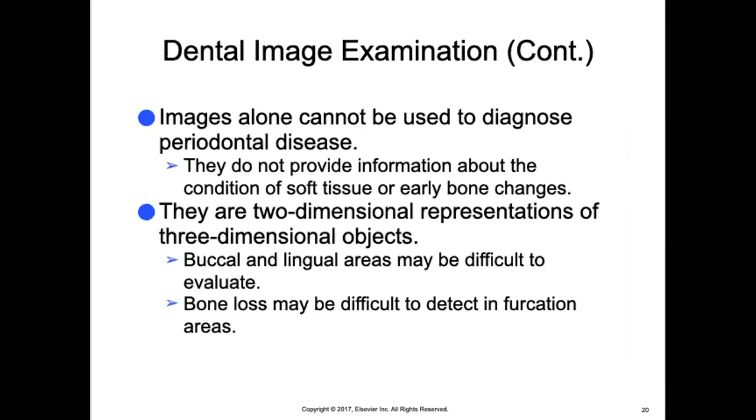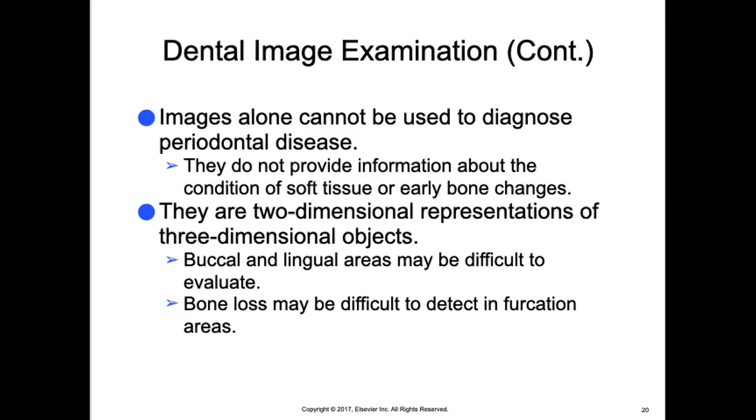So images alone can't be used to diagnose periodontal disease. They do not provide information about the condition of the soft tissue or early bone changes. They are two-dimensional representations of three-dimensional objects. Here also the buccal and lingual areas may be difficult to evaluate just because they're superimposed on each other. And bone loss may be difficult to detect in furcation areas. Remember that furcation area is where the roots split and go into several different roots.